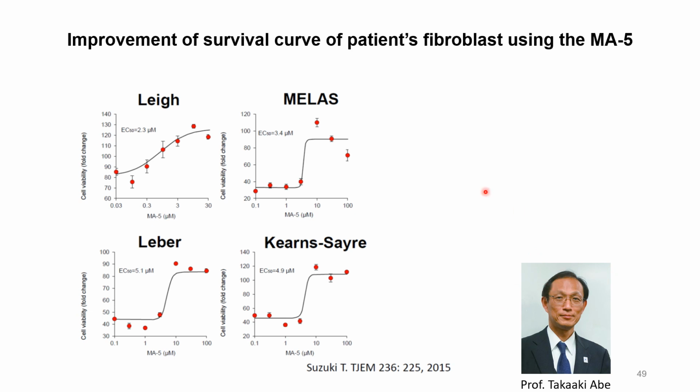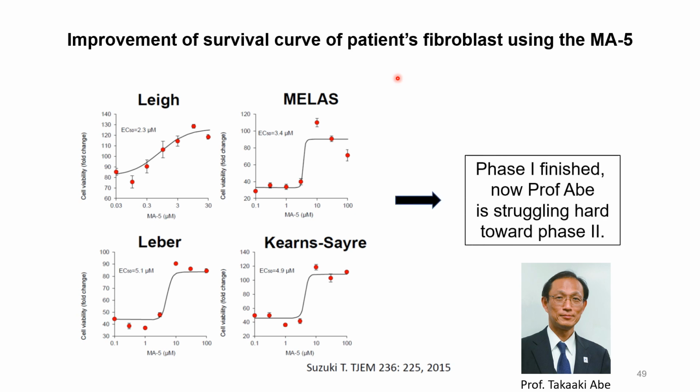This slide shows the improvement of the survival curve of patient fibroblasts using MA-5. For Leigh syndrome, MELAS, and Leber's hereditary optic neuropathy, the survival curve is getting better. And now phase 1 is finished. Now Professor Abe is struggling hard toward phase 2.